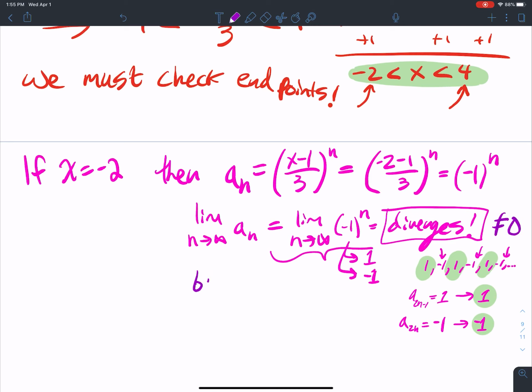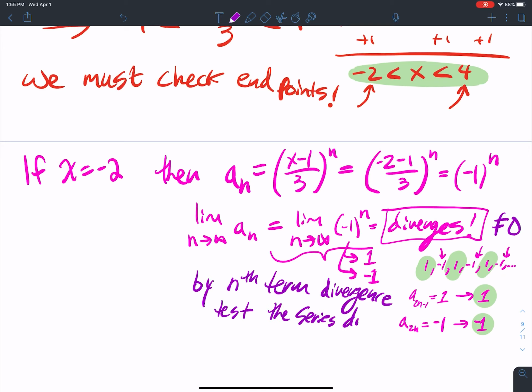So since this limit diverges and does not equal 0, then by the nth term divergence test, the series diverges for x equal to negative 2. So this endpoint is a no-go. But what about this endpoint?